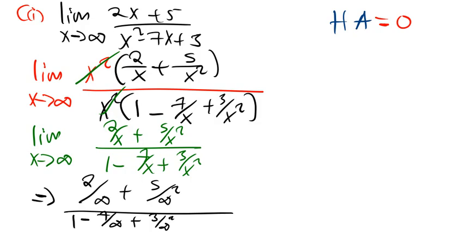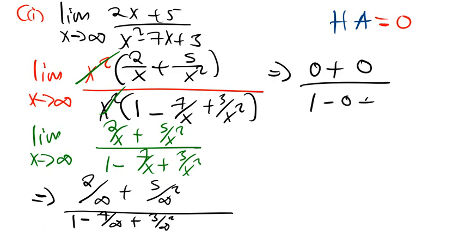Any number divided by infinity is what? Zero. So 2 over infinity is 0, plus 5 over infinity squared is 0, divided by 1 minus 7 over infinity, which is 0, plus 3 over infinity squared, which is 0. So I'll remain with 0 over 1, and 0 over 1 is 0. Therefore, the limit as x is approaching infinity of that is 0. That's why I said when you know how to find the horizontal asymptote, when you're working out the limit as x is approaching infinity, it's going to be easy for you to know the answer. You understand?